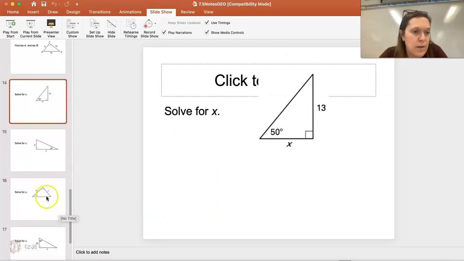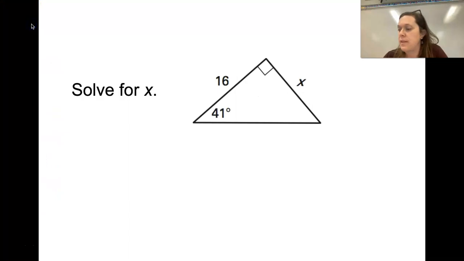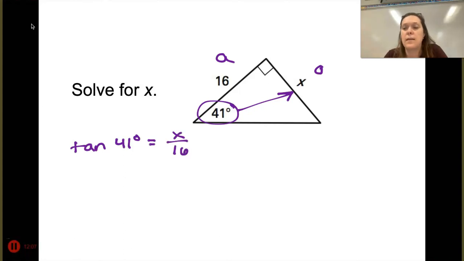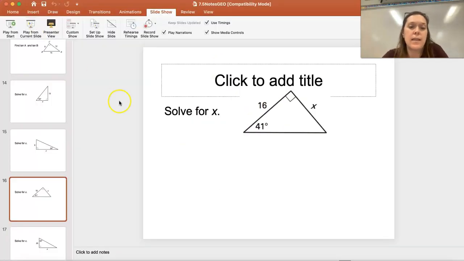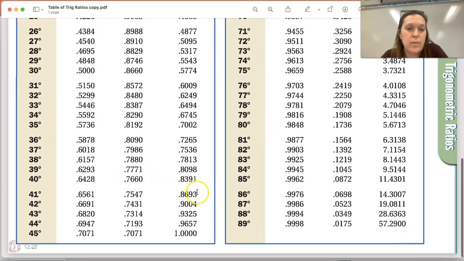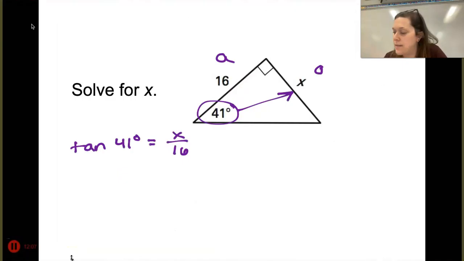Let's do one where x is across here. Let's do this one. Okay, so 41 is my reference angle. Opposite of that is the x. Adjacent is the 16. So I'm going to do a tangent of 41 degrees is equal to x over 16. On my calculator or either on the table, let's find 41. 0.8693 is equal to x over 16.